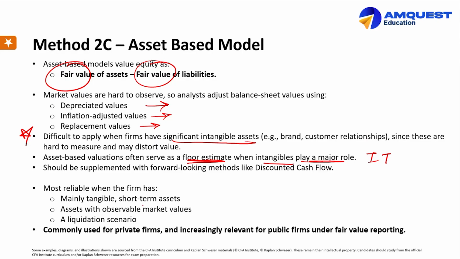It is most reliable when the firm has more tangible assets, or even short-term assets are fine, which is current assets, or it has got assets जिसकी market value हम निकाल सकते हैं, or there is a liquidation scenario. It is commonly used for private firms and it is becoming increasingly relevant because public firms are following fair value reporting now under IFRS.